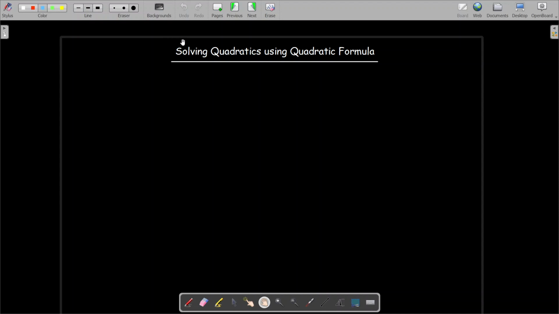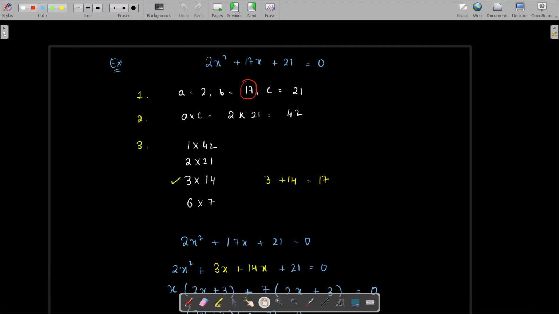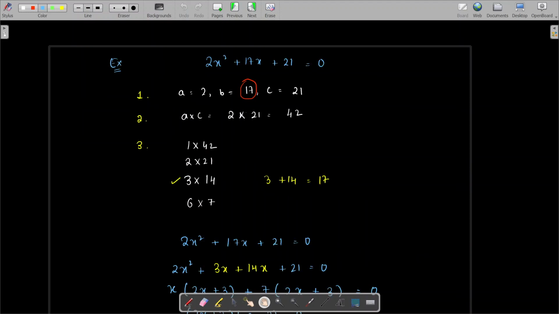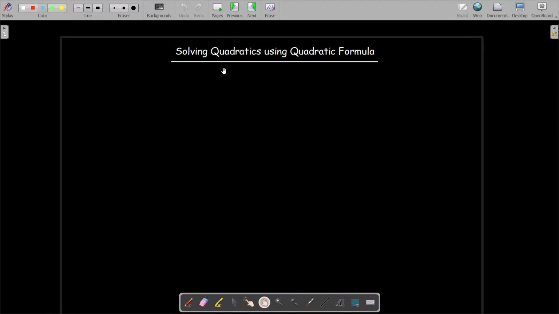Solving quadratic equations using the quadratic formula. This is the beast of all the formulas. Now, why do we need this quadratic formula? The thing is, in the previous video we saw the method of factoring. Now, all the quadratic equations cannot be factored using this method of splitting the middle term. So for the quadratic equations which cannot be factored into two linear factors, we use the method of quadratic formula. This can be used to solve any quadratic equation.